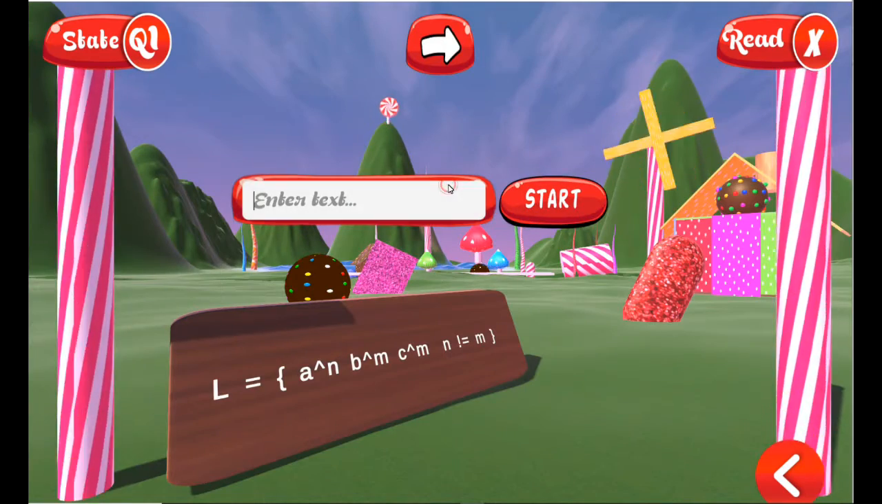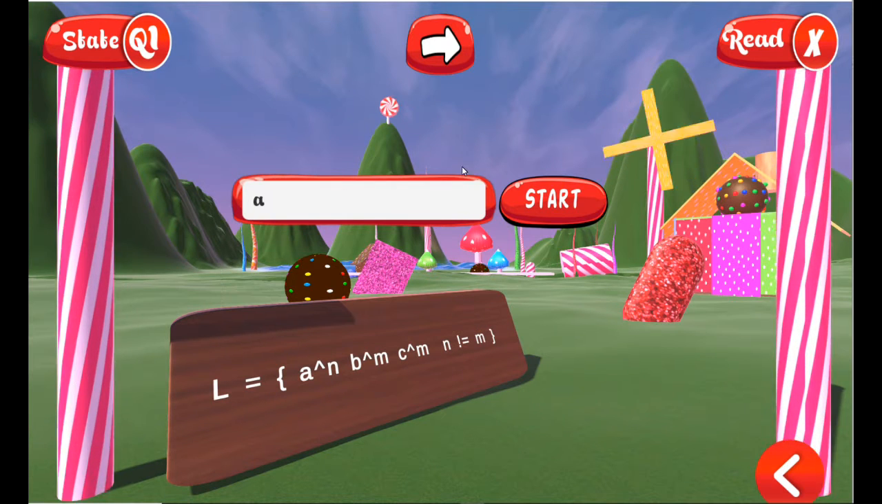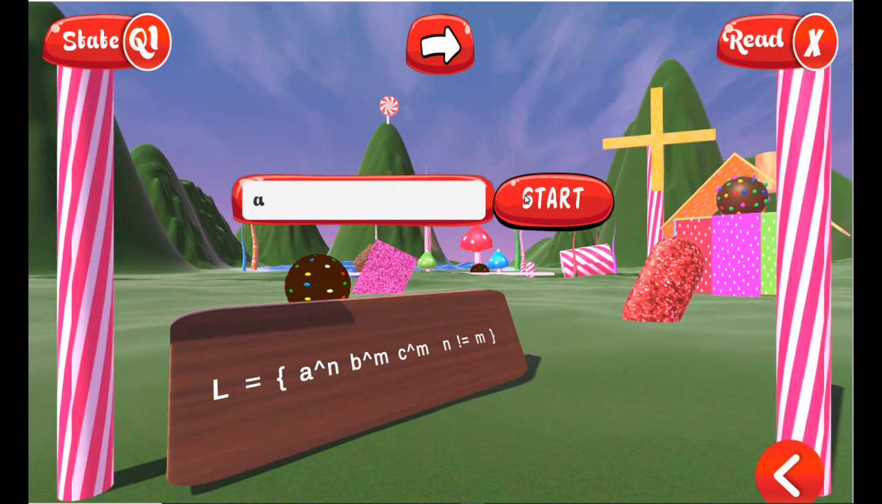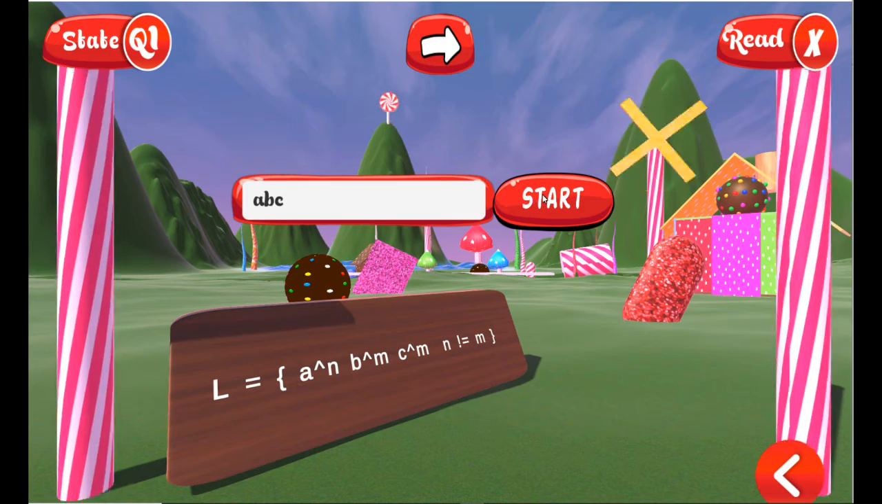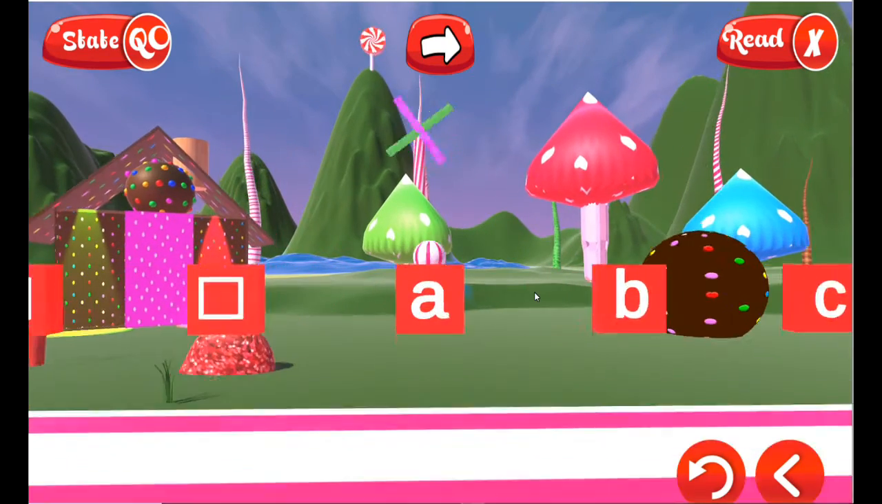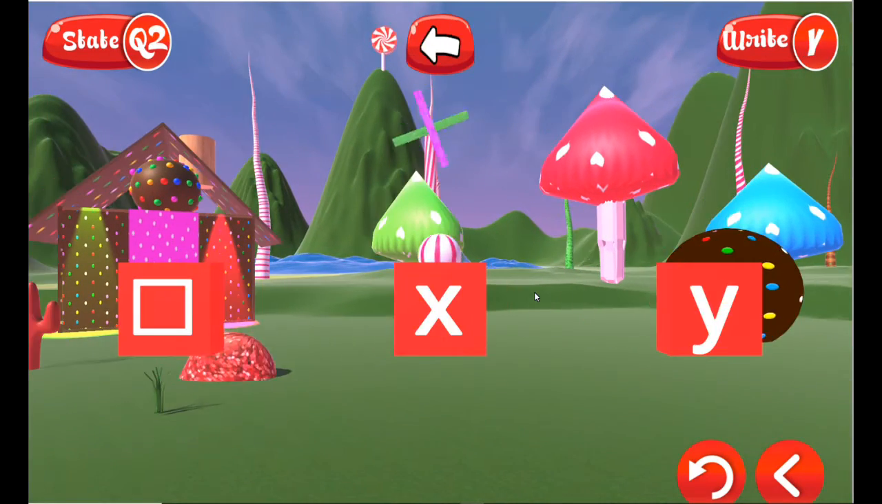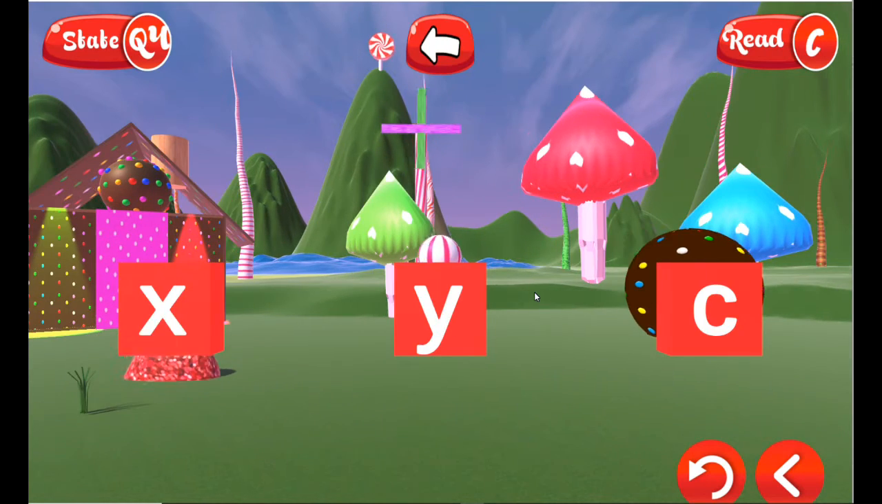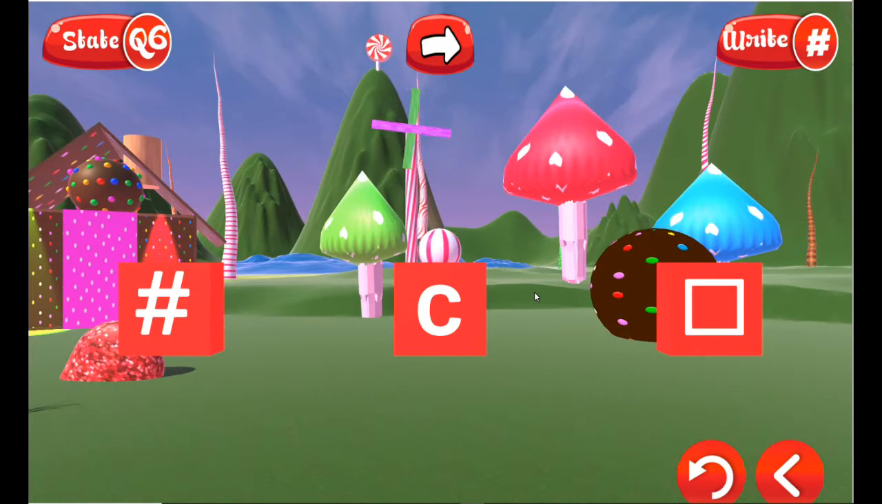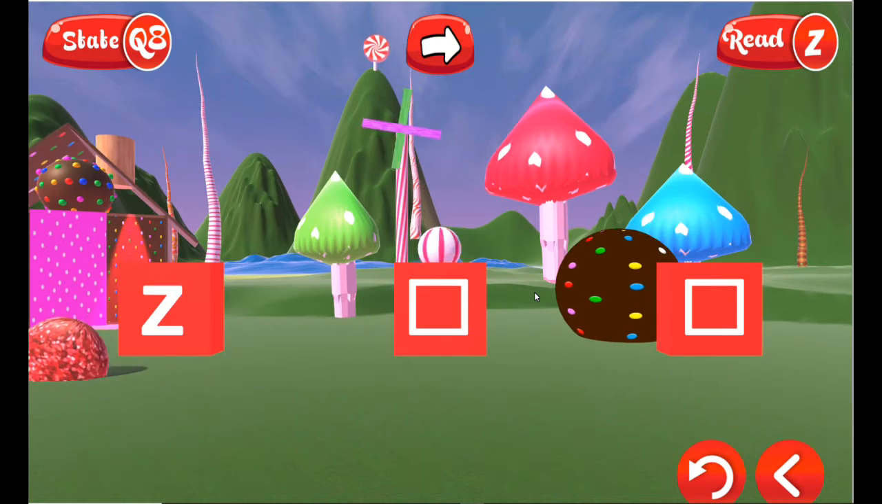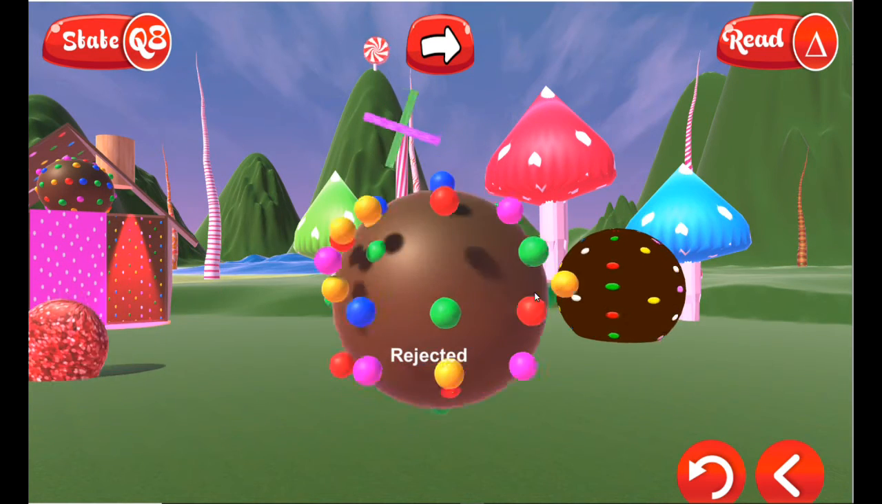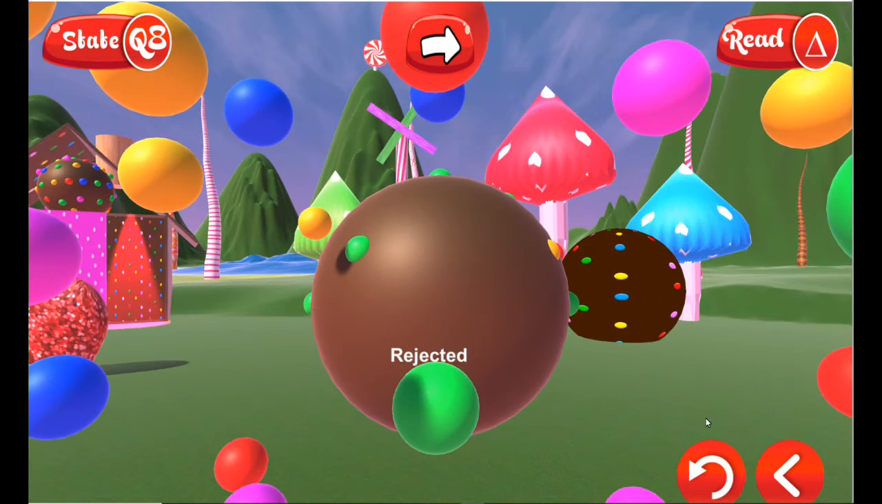Now let's try the reject state. Now A, B and C are equal. It must reject the string. Yes, it is rejected.